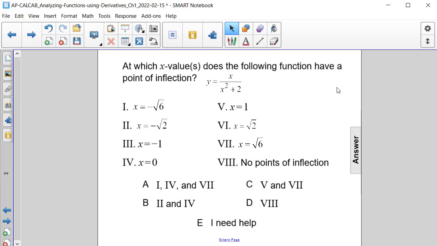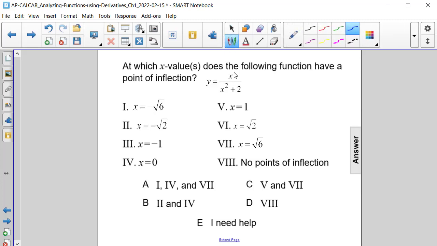At which x value or x values does the following function have a point of inflection? Y is equal to x divided by the quantity x squared plus 2. Well, in order to find the point or points of inflection, or the x values where this occurs, we have to find the second derivative.